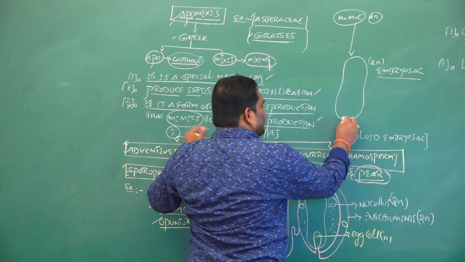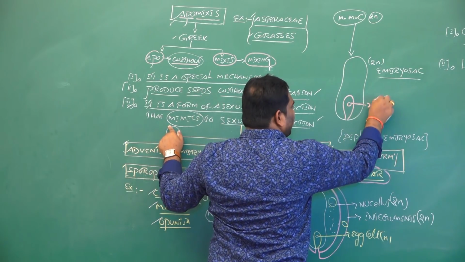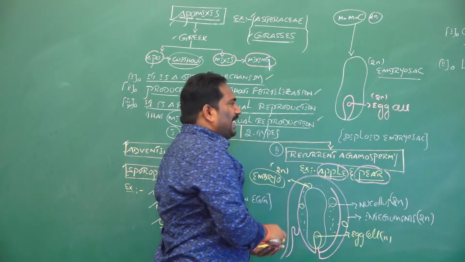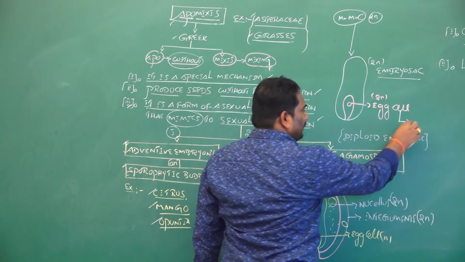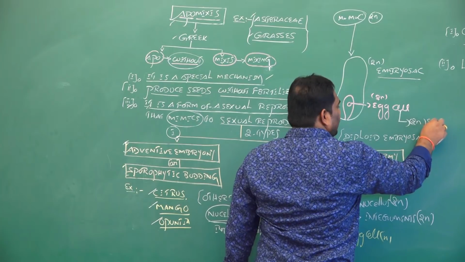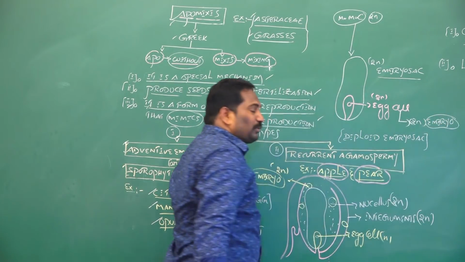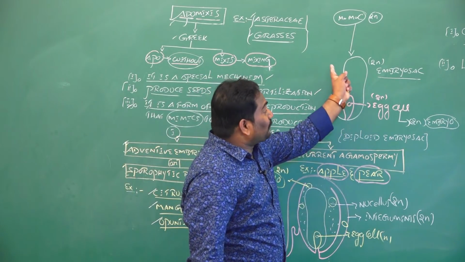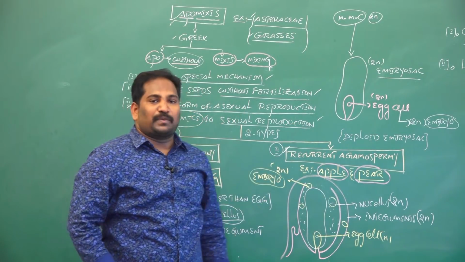Then diploid embryo sac having diploid egg cell. Then the diploid egg cell without fertilization, without fusion of gametes, forms a diploid embryo. Then diploid embryo present in apomictic seeds from diploid egg cell from diploid embryo sac. This phenomenon is called recurrent agamospermy.